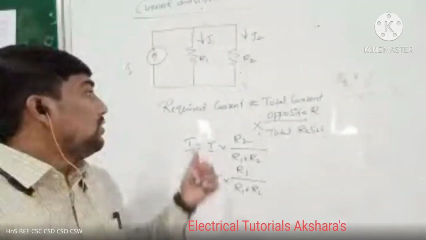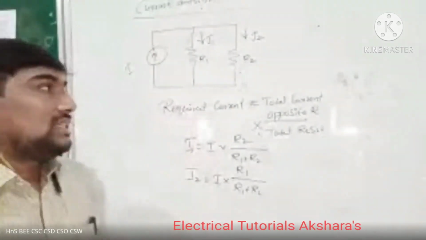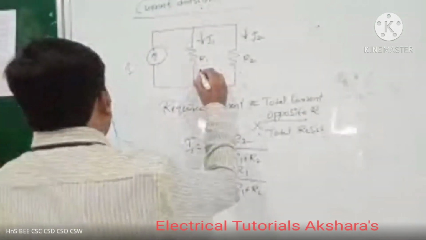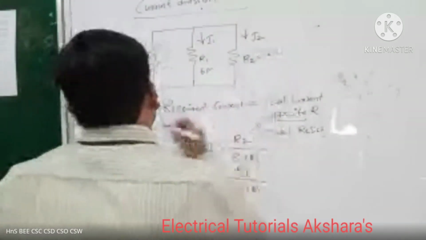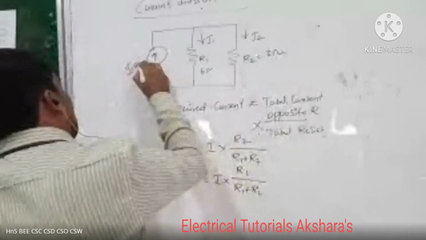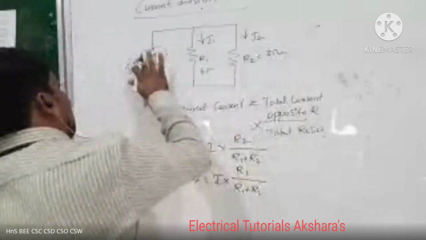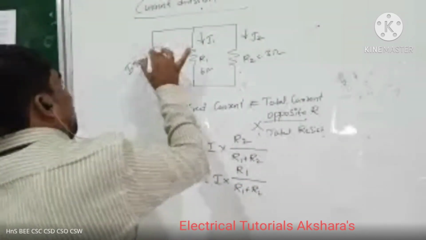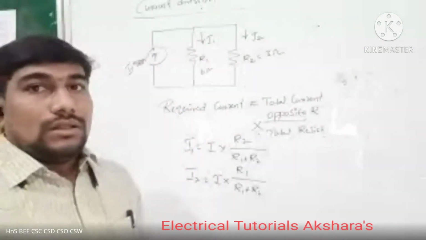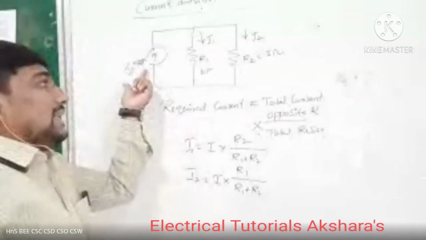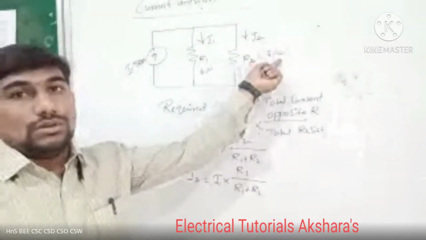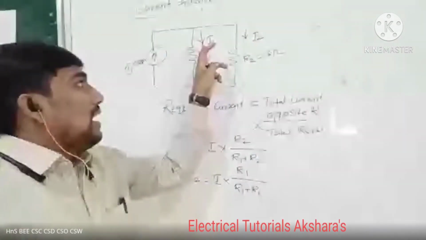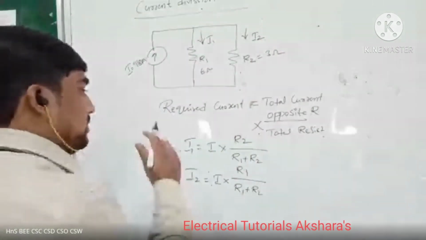Now before that, let's do some problem on this. For example, I'm taking R1 equal to 6 ohms, R2 equal to 3 ohms. The total current is 18 amperes. Total current is 18 amperes, R1 resistance is 6 ohms, R2 is 3 ohms. Now you have to find the currents I1 and I2 by using these formulas.